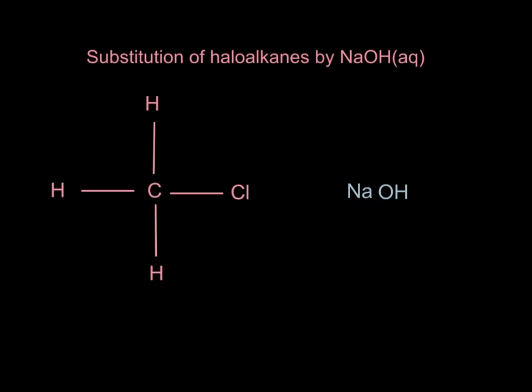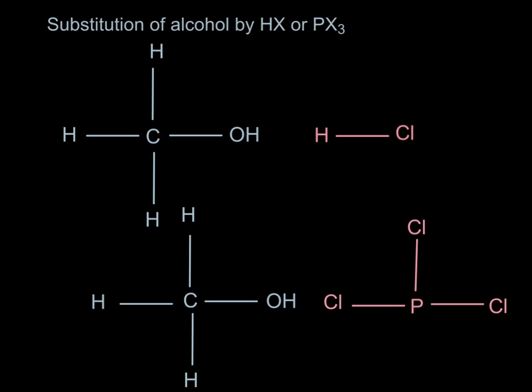Another example, substitution of haloalkanes by sodium hydroxide. You can see the chloro atom is replaced by the hydroxide to give methanol and sodium chloride. Similarly, for the substitution of alcohol by HX or PX3, the hydroxyl group is replaced by the chlorine atom to give chloromethane.